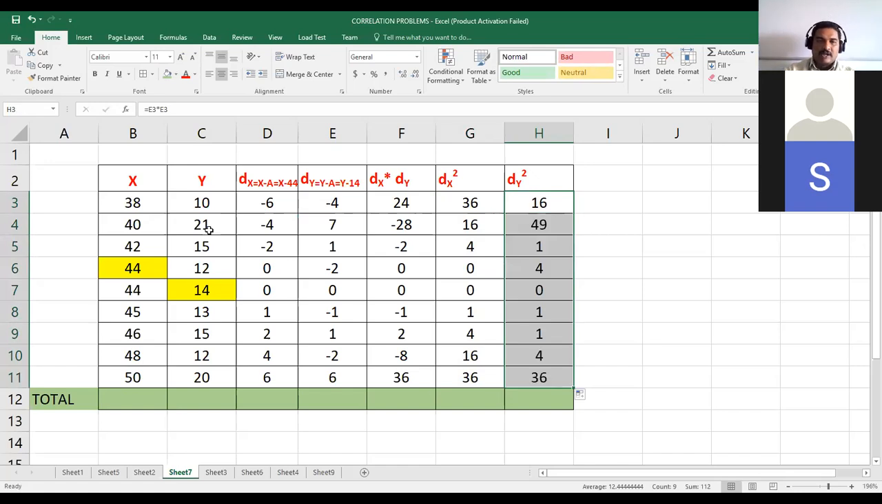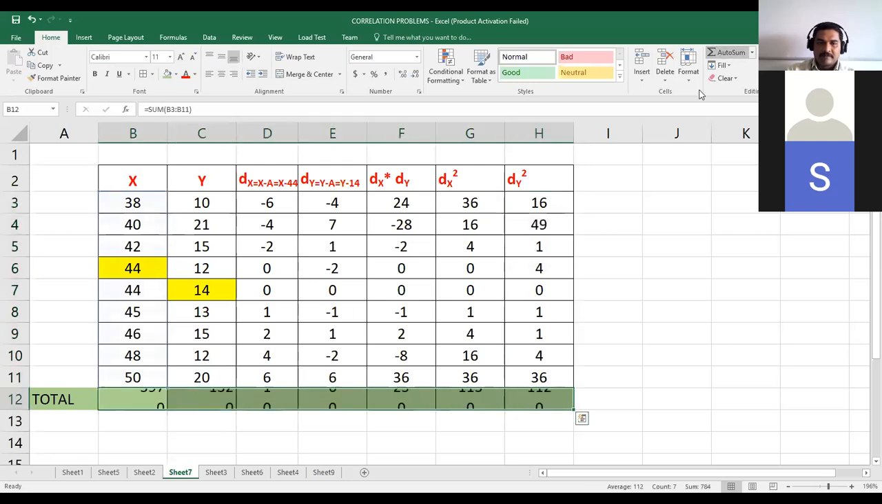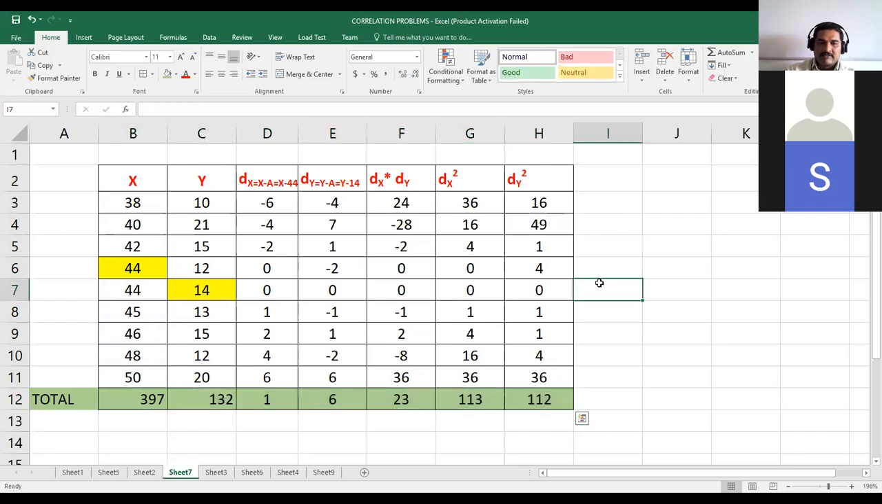So now we found all the values we need for the formula. Which terms do we need for the formula? We need summation dx dy, summation dx, summation dy, summation dx square, summation dy square. All these terms we need, so we are finding everything here. Now we need the summation of all, so we find the summation of all the values. We got the summation here.